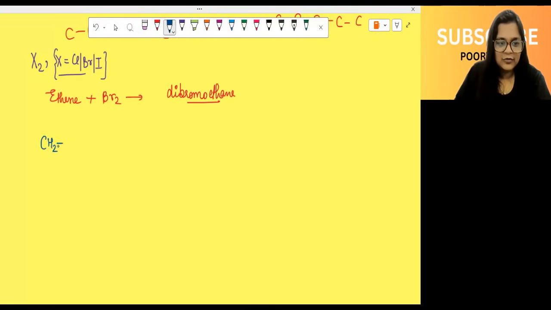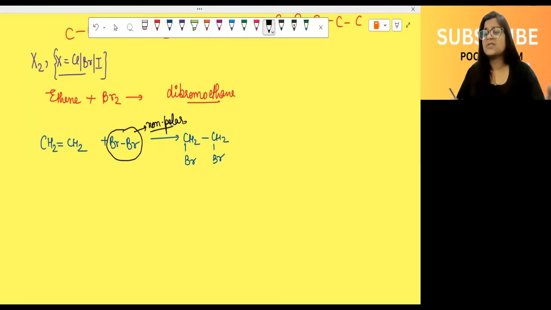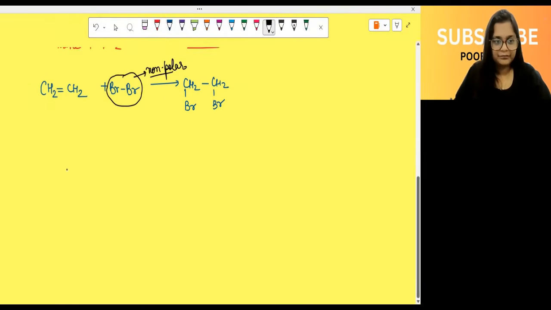Ethene is CH2 double bond CH2. Now you have to react it with Br2, and you are basically forming CH2Br-CH2Br. This is the compound which you are actually forming. Now how does it form? Because the Br2 reacting over here is a non-polar compound, and if it's non-polar, it is not going to react. Now, how do we make this Br2 reactive?